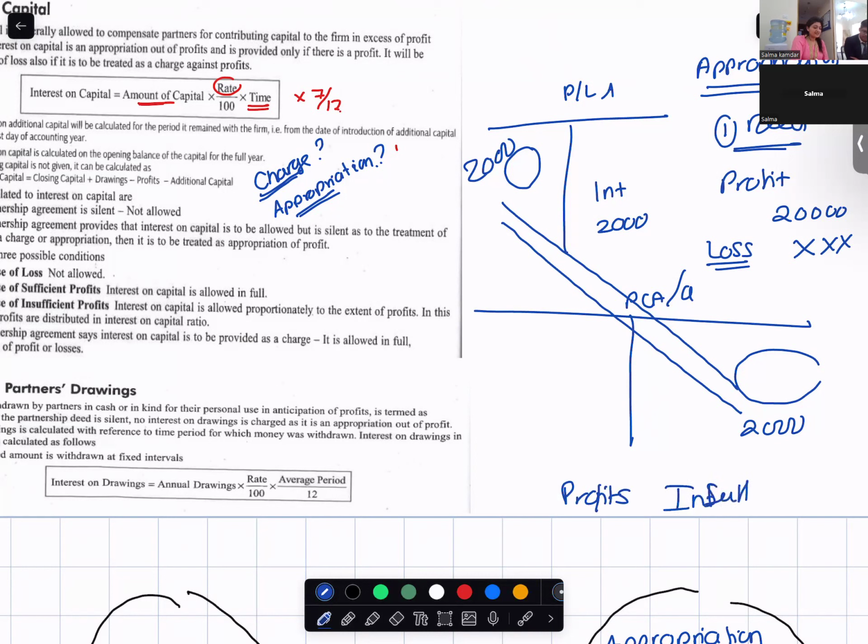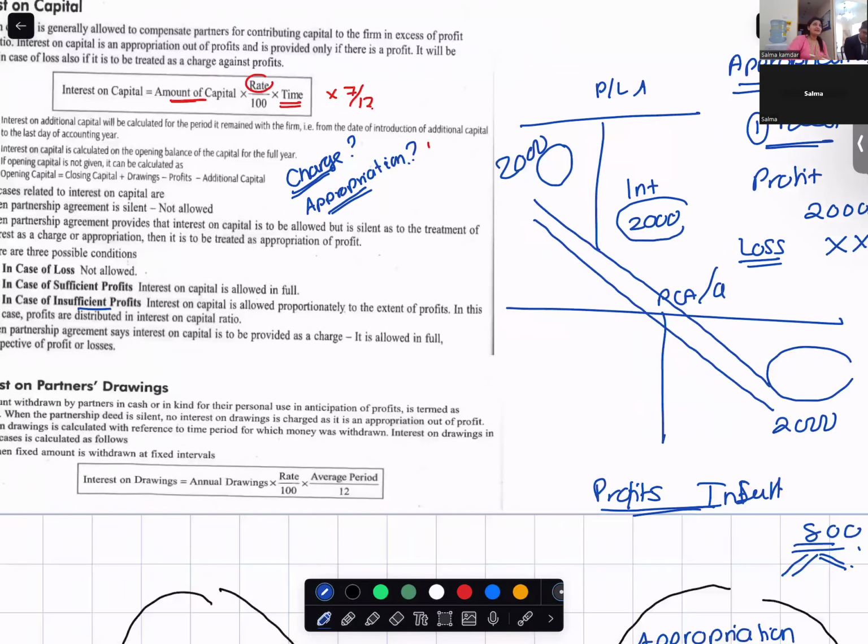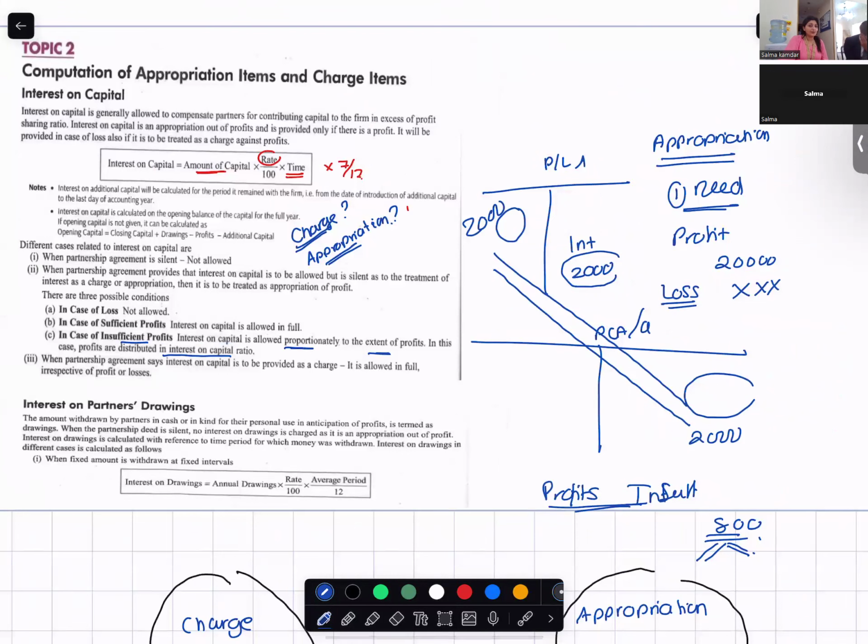Profits are insufficient. I have a profit of only 800, but interest on capital is 2000. So in that case, 800 will be distributed in their profit sharing ratio or the capital brought in ratio, or whatever percent they have to be provided. So if I have an insufficient profit, interest on capital is allowed proportionately to the extent of profit. And profits are distributed in interest on capital ratio. This is the thing that you should remember. This is related to interest on capital.